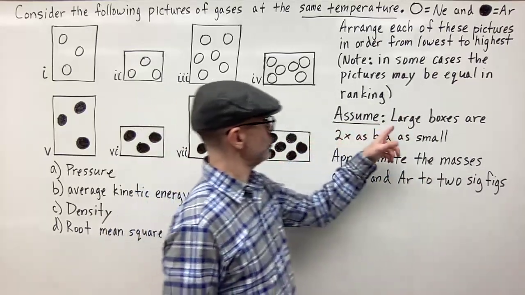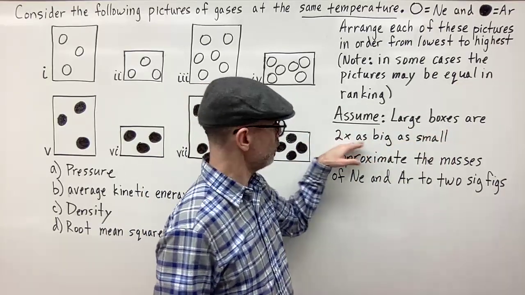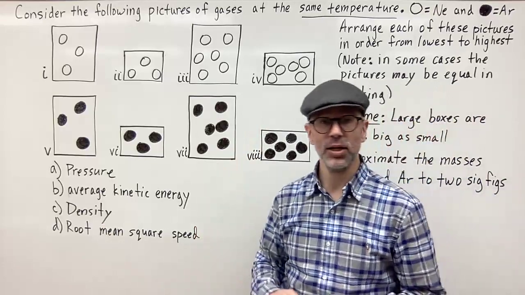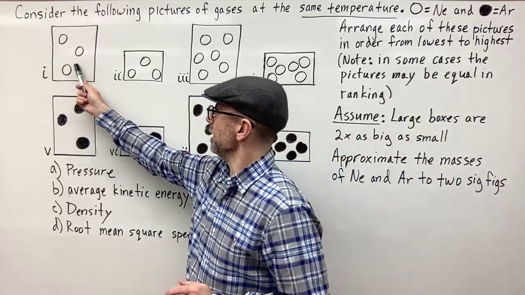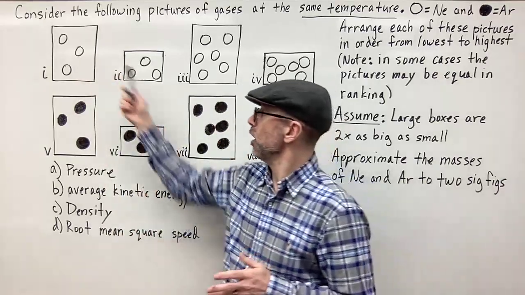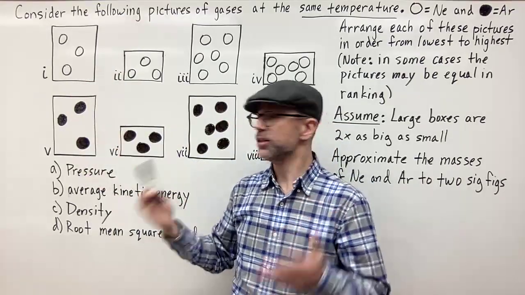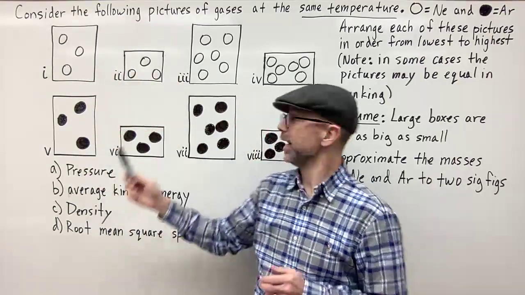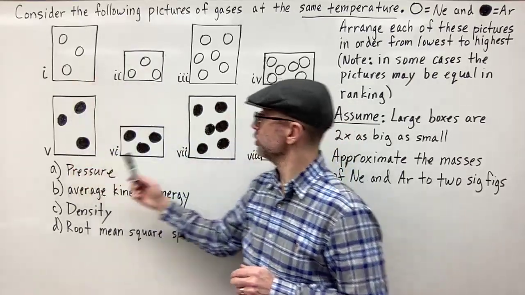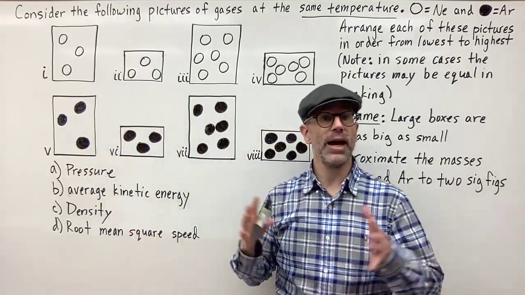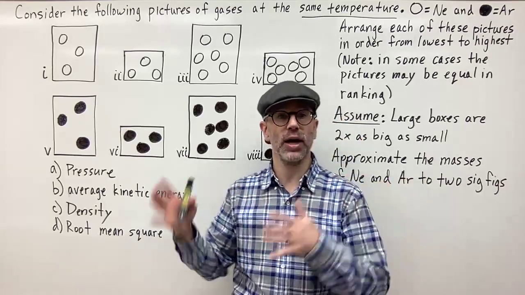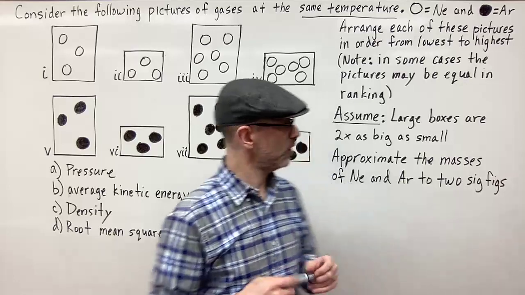But first, they tell us to assume that large boxes are twice as big as the small ones. Now, my pictures are probably not drawn perfectly to scale, but the idea is that the difference between the small and large boxes is a factor of 2. So the large boxes are supposed to be exactly double the size of the small boxes. And of course, the small boxes are going to be equal to each other. The large boxes are going to be equal to each other. But the small and the large differ by a factor of 2, small being half the size of the large, large being twice as big as the small. Okay, so that's one assumption we ought to make.